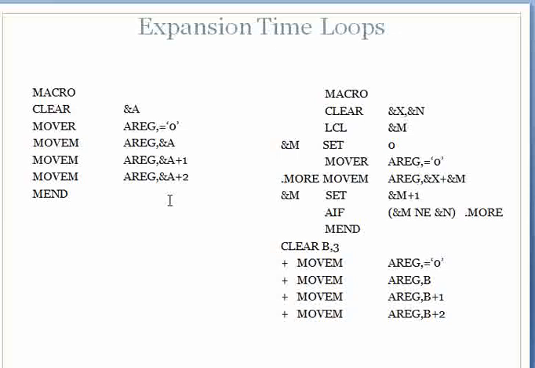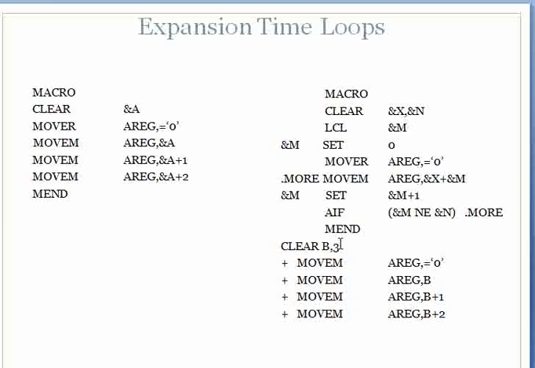But what if I wanted to clear 100 memory locations or 1000 memory locations? It is not feasible for us to write so many instructions. So a better way to write this macro is the one written on the right hand side. For example, if I wish to clear a memory word represented by B, and how many memory locations do I wish to clear? 3. That is, I want to clear B, B plus 1 and B plus 2.